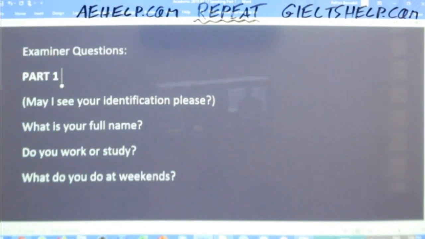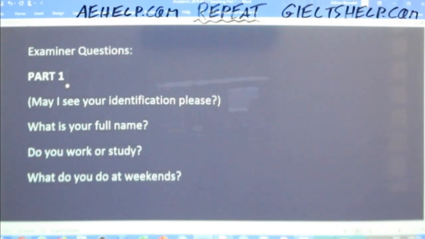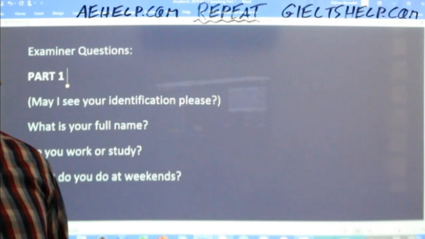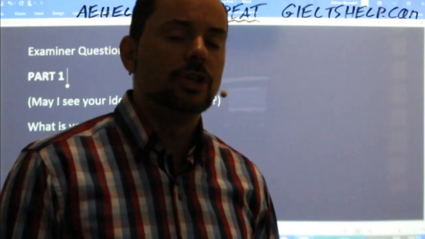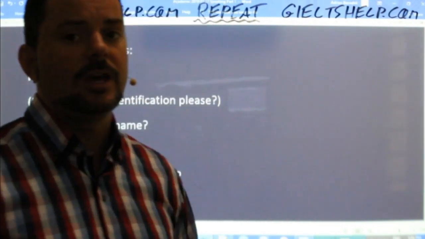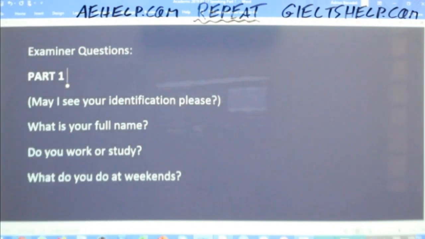So they will try to make you feel comfortable. Again, imagine that the examiner is your grandfather or your grandmother. Speak respectfully, completely. Don't assume they know what you know. They don't know what you know, okay? You need to tell them what you know. So here we go with the first question, part one.